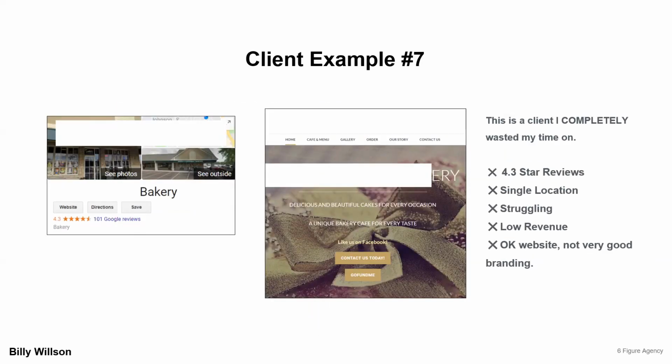And here's client number 7. This is just another client that I completely wasted my time on. They had 4.3 star reviews, so that's bad. Single location, struggling, low revenue, okay website, but not very good branding. Obviously, there's pretty much everything wrong with this business. I wish I had someone like myself to tell me this before I worked with them, but you guys got me now, so you're not gonna waste your time on clients like this.